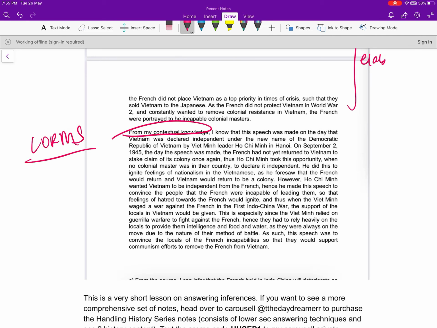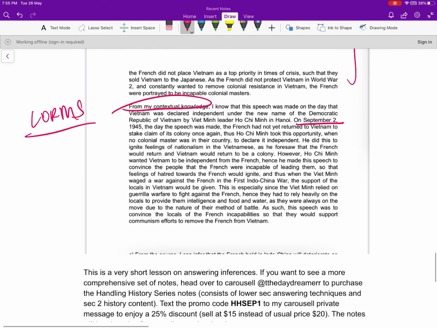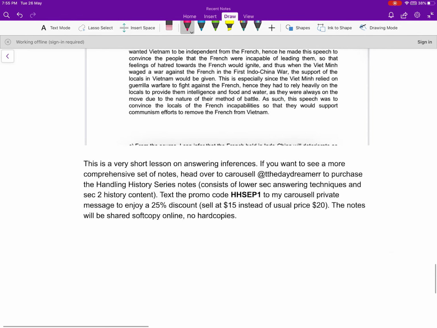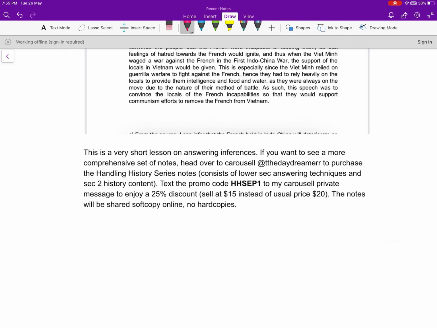So this is the very specific contextual knowledge. You must have time, you must have space, you must have specific dates, what exactly happened that can support your answer. So this is just a sample. Now, this is a very, very short lesson on answering inferences, and we have come to the end of it.